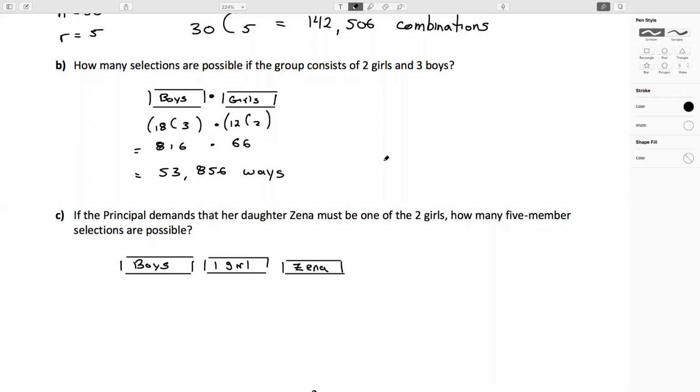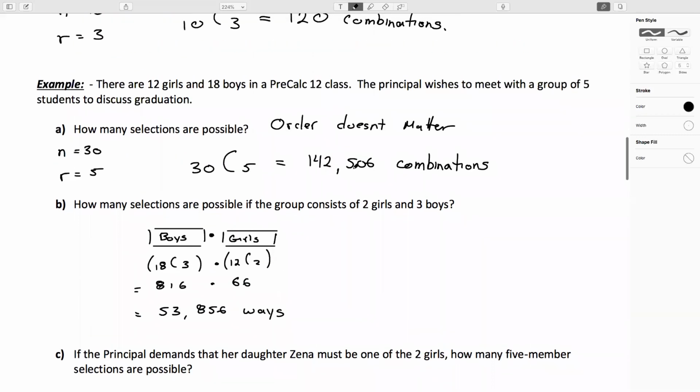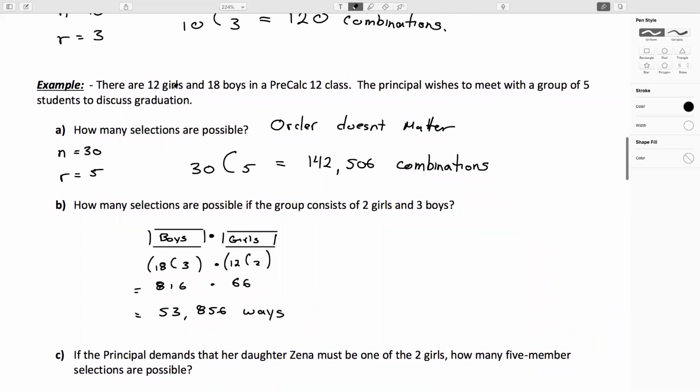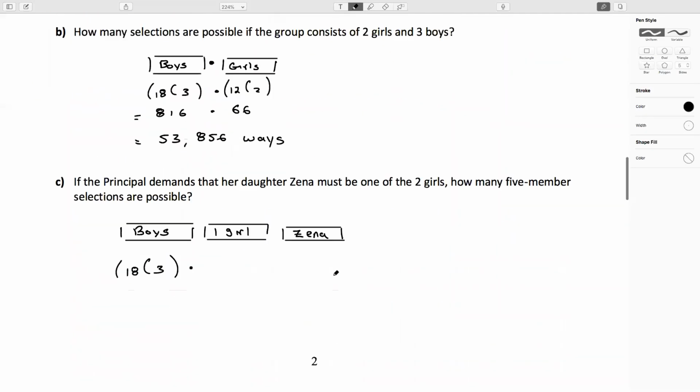So out of the boys, we are picking 3 of them. So 18 choose 3 is the number of ways we can pick the boys. We're only choosing 1 girl out of the pool. We used to have 12 girls in the class, but we're going to pull Zena out of that category. So now there's only 11 other girls in the class. So we are going to choose 1 out of the 11. 11 choose 1 is the number of ways we could pick that other girl. And Zena, there's only 1 of her.